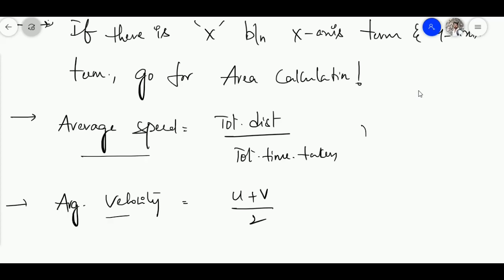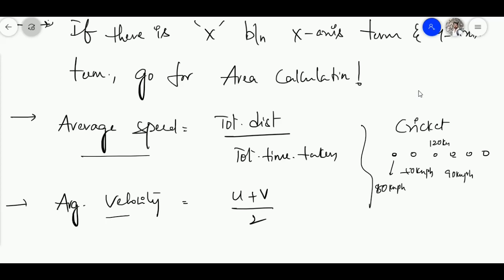You can see these calculations in cricket. There are 6 balls in an over. Let's say the first ball is 80 km per hour, and this is 50 km per hour, and the third ball went with 120 km per hour, and the fourth ball with again 90 km per hour, and the fifth ball, let's say, 110 km per hour, and the sixth is 112 km per hour, something. So each ball will have different speeds or different velocities when it is being bowled.